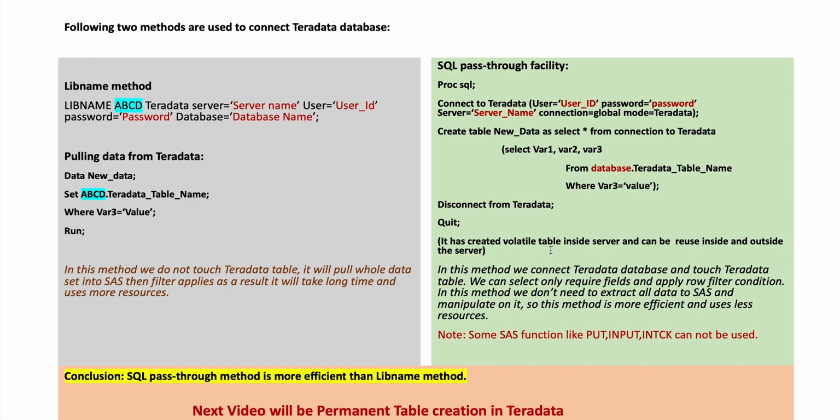It has created a volatile table inside the server and can be reused inside and outside the server. That means that information can be used inside the server as well as outside the server. In this method, we connect to the Teradata database and touch the Teradata table. We can select only the required fields and apply a row filter condition as well. In this method, we don't need to extract all data to SAS and manipulate it. So this method is more efficient and uses fewer resources.